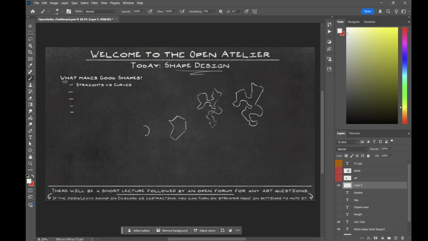So, for example, these two lines I might simplify to a curve, and then we have a straight here. Maybe there's a straight here, but then we curve around the top like this.